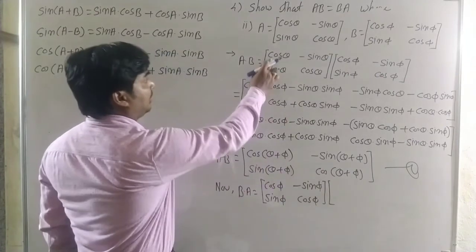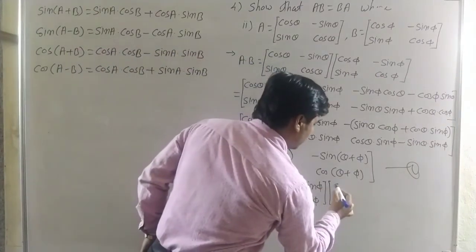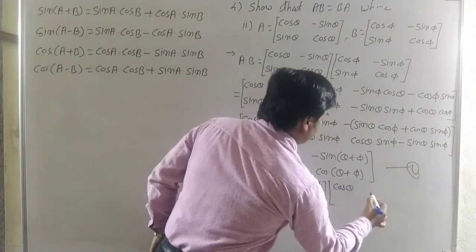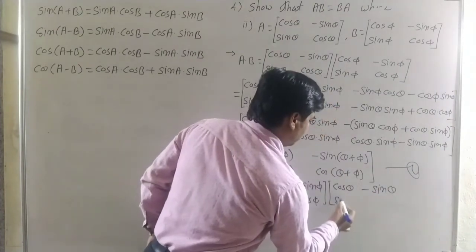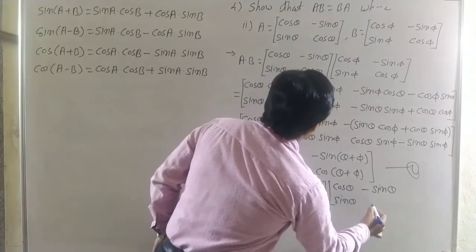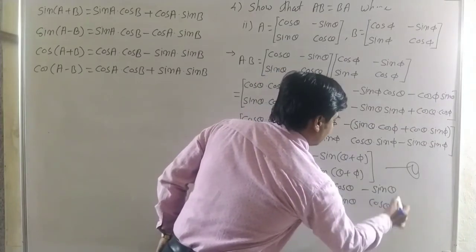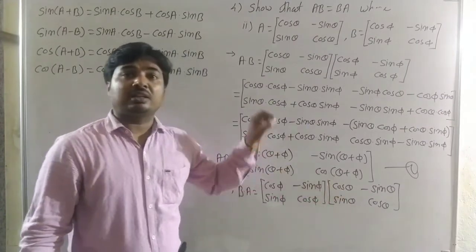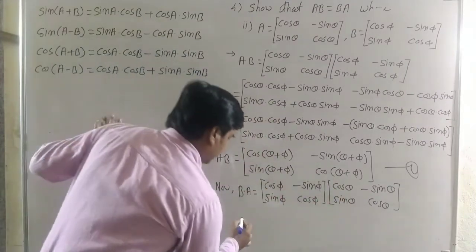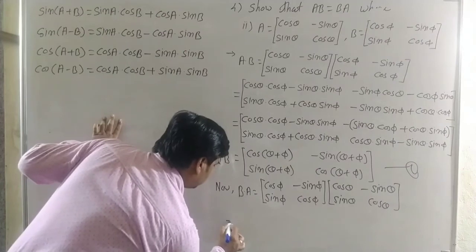ओके, आता त्याच्यानंतर ए मॅट्रिक्स, हा ए मॅट्रिक्स कॉस थिटा, मायनस साइन थिटा, त्याच्यानंतर साइन थिटा, कॉस थिटा. ओके, हे दोन मॅट्रिक्स काहीच नाही, हा मॅट्रिक्स बी आहे आणि हा मॅट्रिक्स ए. आता घ्यायचं दोन्हीचं प्रॉडक्ट. ओके, अँड देन सी केअरफुली.